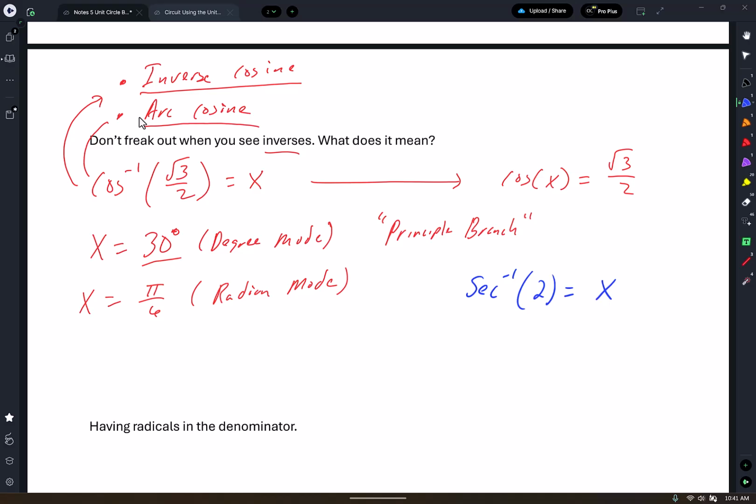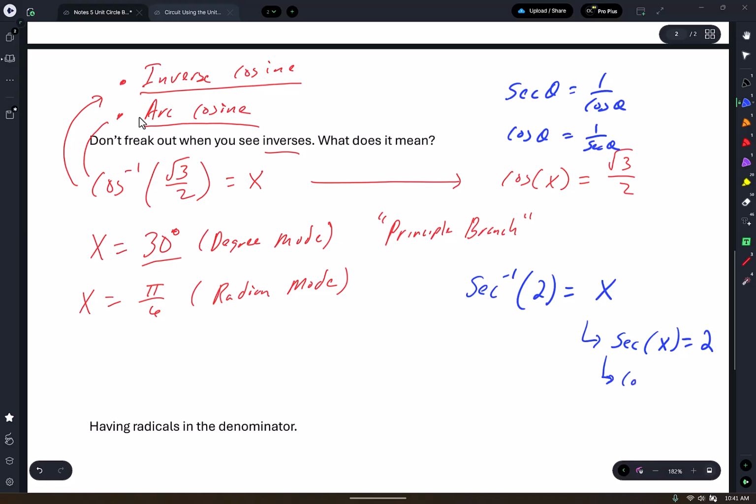So what does that mean? This means secant of what angle? Oh, x. Equals 2. That's what it means. Now, secant's the reciprocal of which one? See how everything's connected? Secant's the reciprocal of? Do you guys remember? Cosine. Secant theta equals 1 over cosine. That's what it means to be reciprocal. So cosine theta equals 1 over secant. So that means that cosine of x, let me rewrite it, cosine of x equals 1/2.